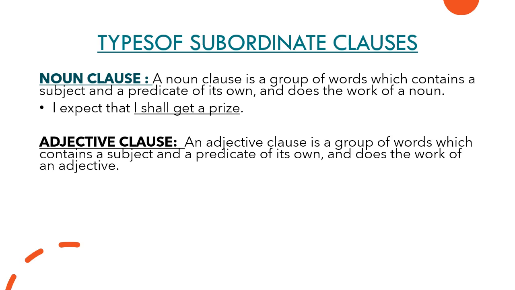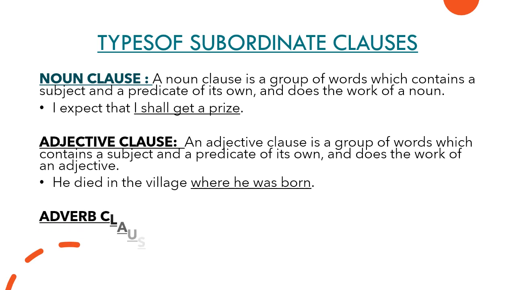So in noun clause, it will do the work of a noun. In adjective clause, it will do the work of an adjective. Example, he died in the village where he was born. So that's an adjective clause. So it's describing more. Where did he die? He died in the village where he was born. So that is an adjective clause.